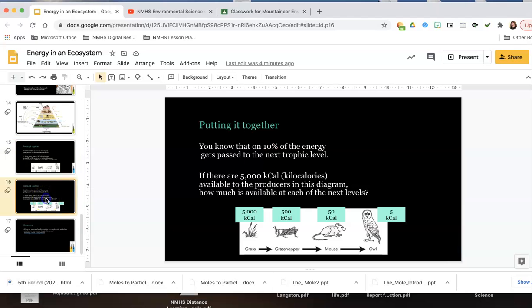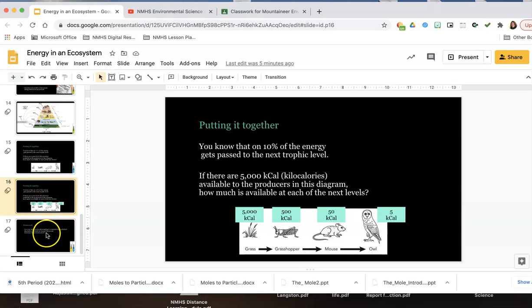All right, so you should have written down 5,000 kilocalories for the grass, and then 10% of 5,000, you just take off that 0, is 500, right? And then you take off another 0, that's another 10%. The mouse is only going to have 50 kilocalories in it. And the owl is only going to have 5 kilocalories.